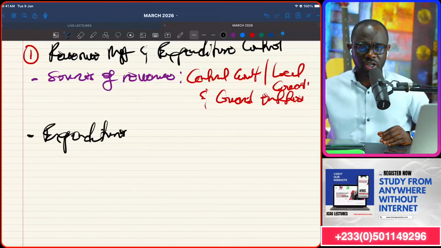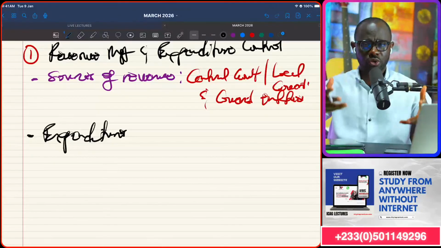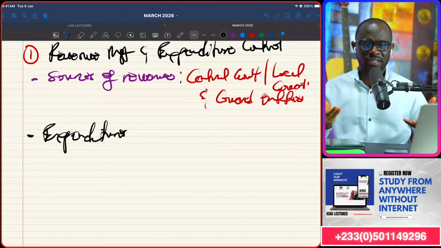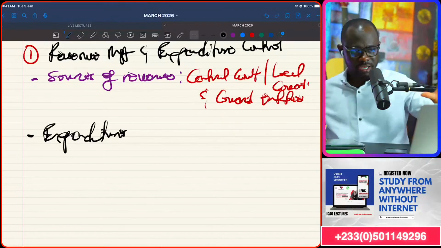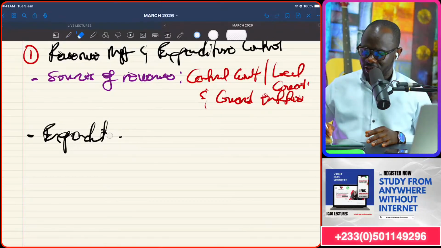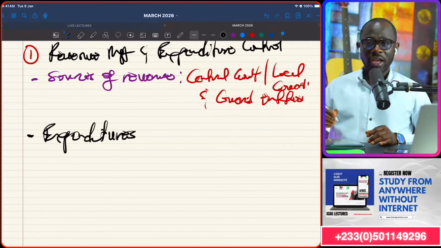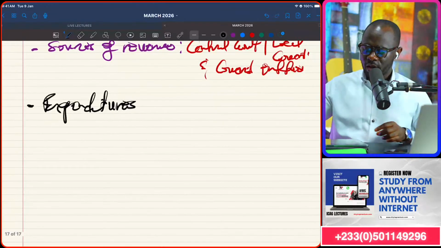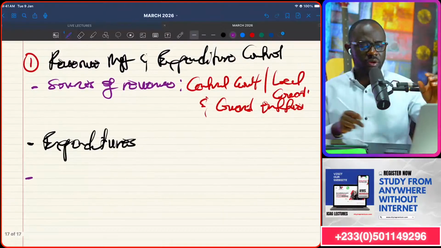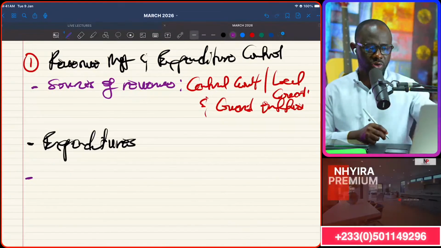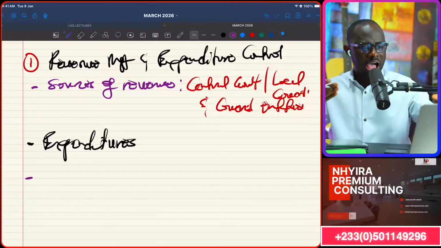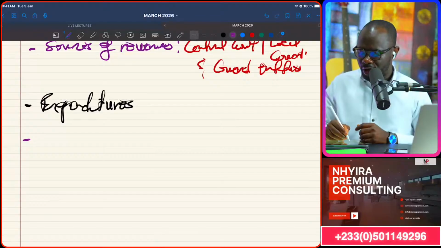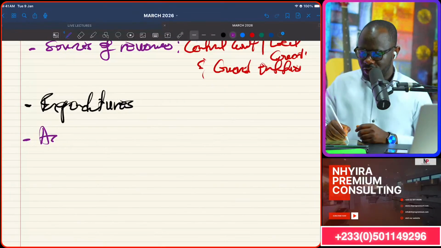We have compensation of employees, goods and services, social benefit, interest on debt. Then we have transfers, donations, and others can all be captured under the expenditures. All right? That is an area that you must understand. Now, here is the trick. When you're doing the issue in respect of revenue management and expenditure control, aside looking at what are the sources of revenue, what are the expenditures, you are then going to bring yourself into accounting basis.